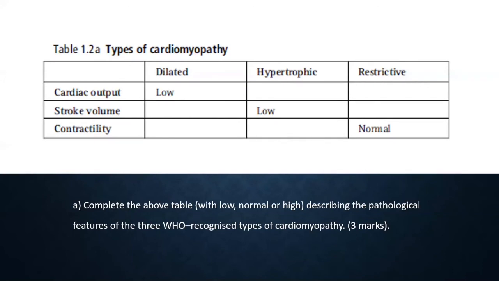Now, you're given a list of types of cardiomyopathy. You know the WHO recognized types of cardiomyopathy are dilated, hypertrophic, restrictive. You're given a table. Now you need to fill out this table: cardiac output, stroke volume, and contractility of the heart. These are the three variables. You need to say what happens to each variable in each type of cardiomyopathy. For example, they have given some, like in dilated cardiomyopathy, cardiac output falls. In hypertrophic cardiomyopathy, stroke volume falls. In restrictive cardiomyopathy, contractility remains normal. You need to fill out the other boxes.